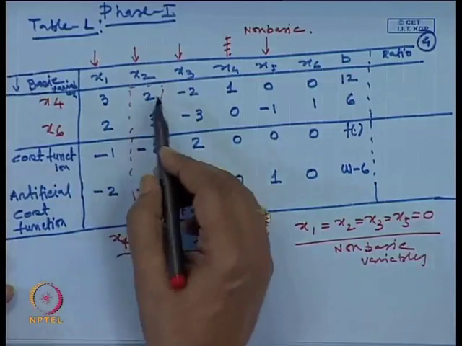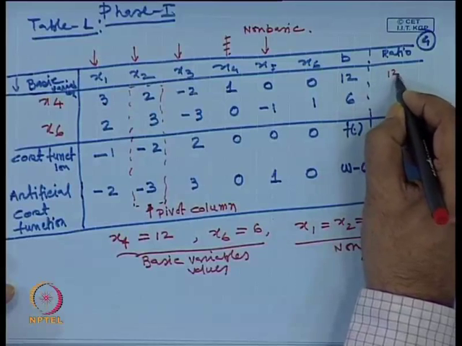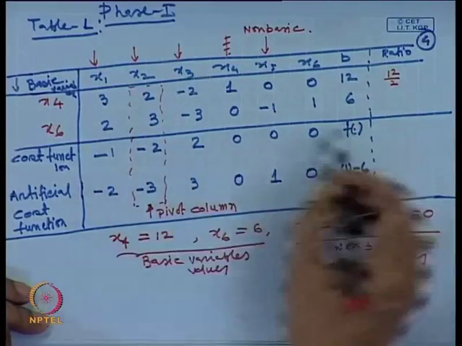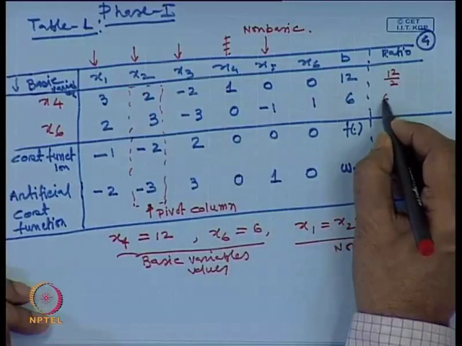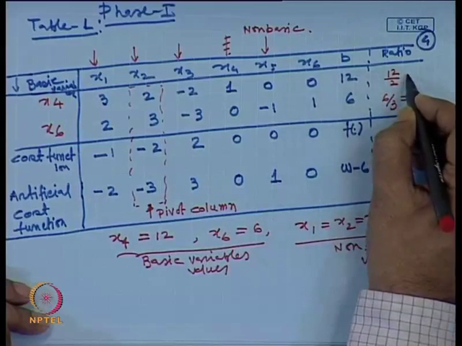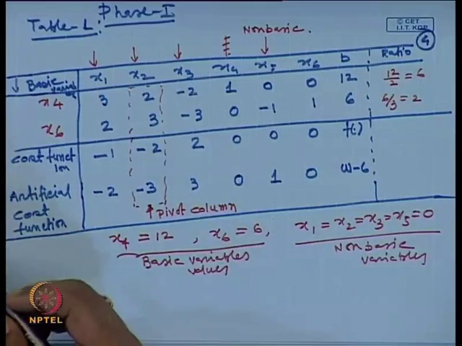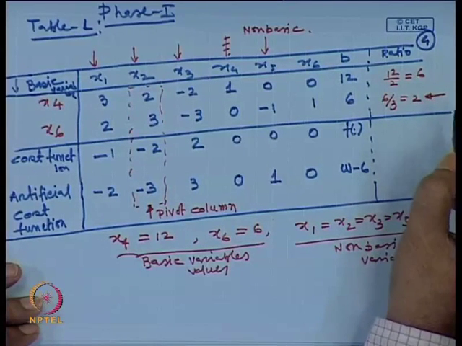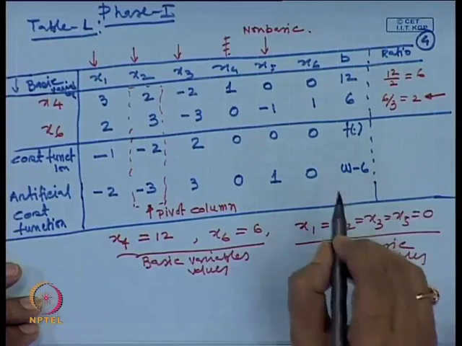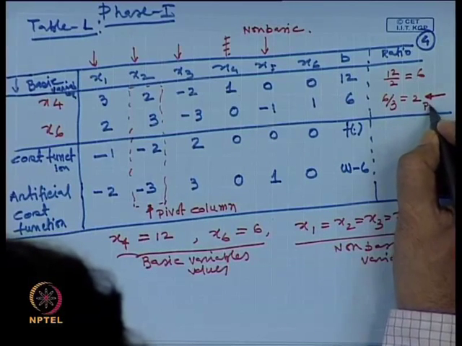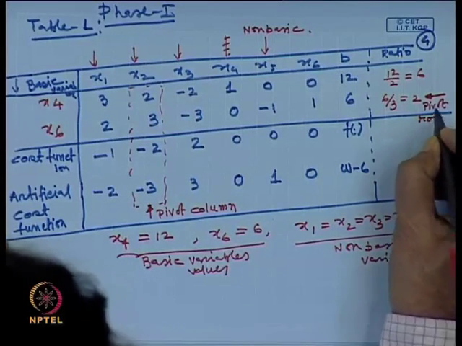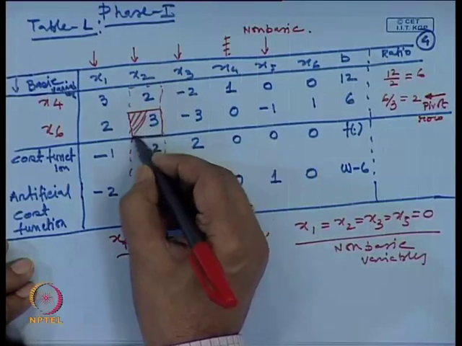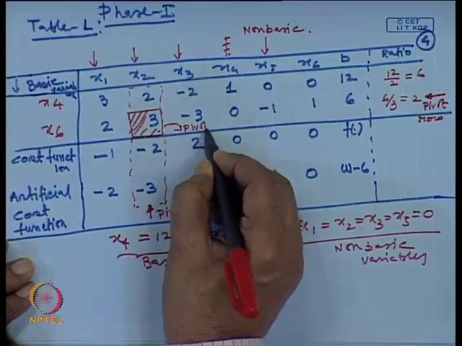So, again you have to see this ratio that we have to show, 12 by 2 is equal to 6, and 6 by 3 is equal to 2. Agree? Which one is your minimum ratio, this one, okay, this one is your minimum ratio. So, then what we will do, this is the pivot row, that means this is our pivot element.